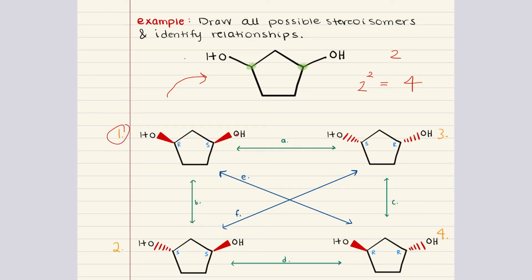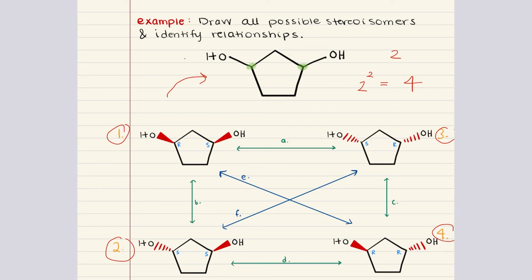1 has both of these alcohol groups on wedges. 3 has both of these alcohol groups on dashes. 2 has the right alcohol on a wedge and the left alcohol on a dash. And 4 has the right alcohol on a dash and the left alcohol on a wedge.